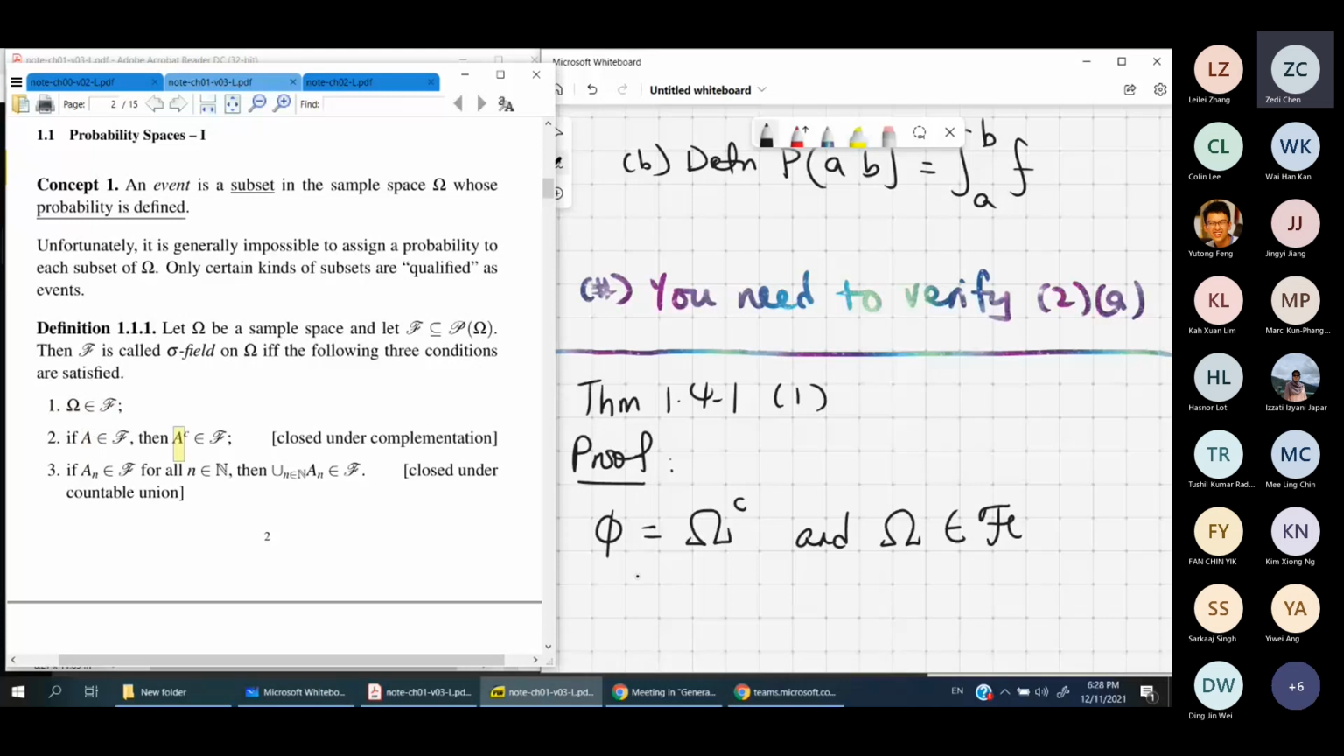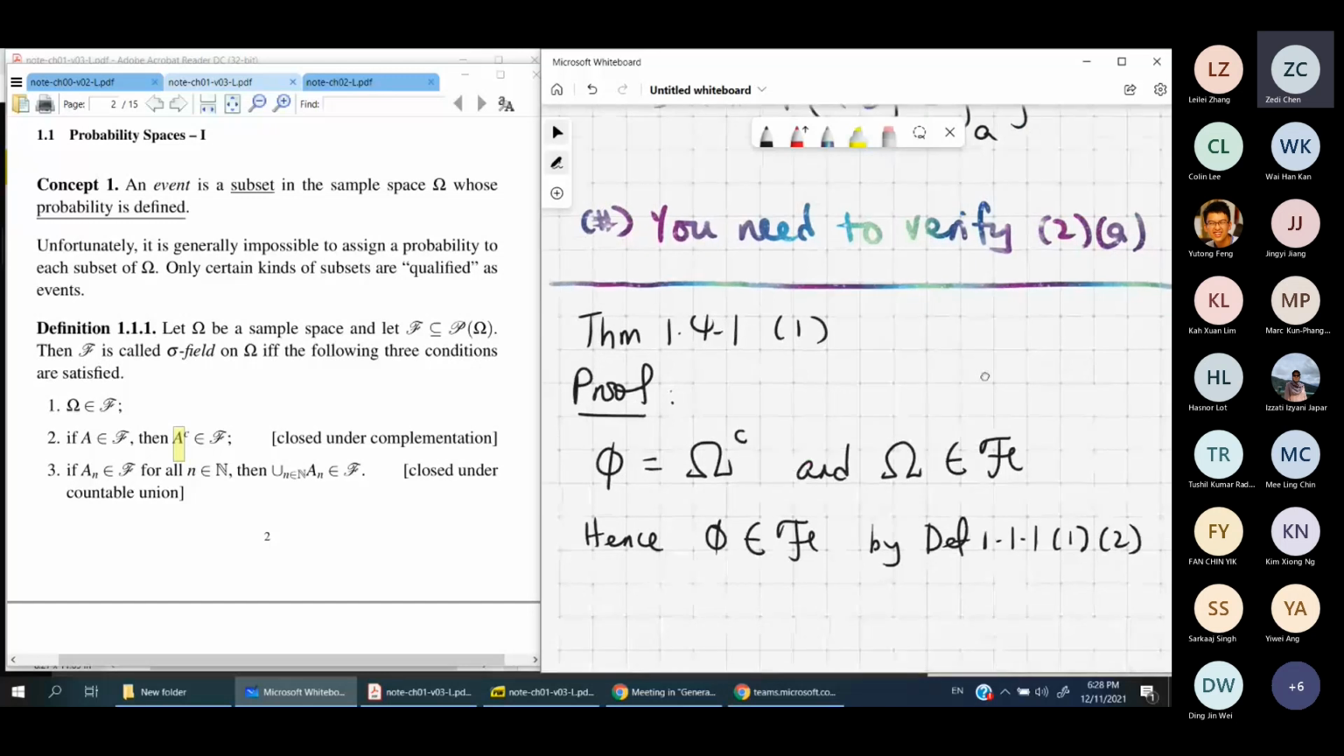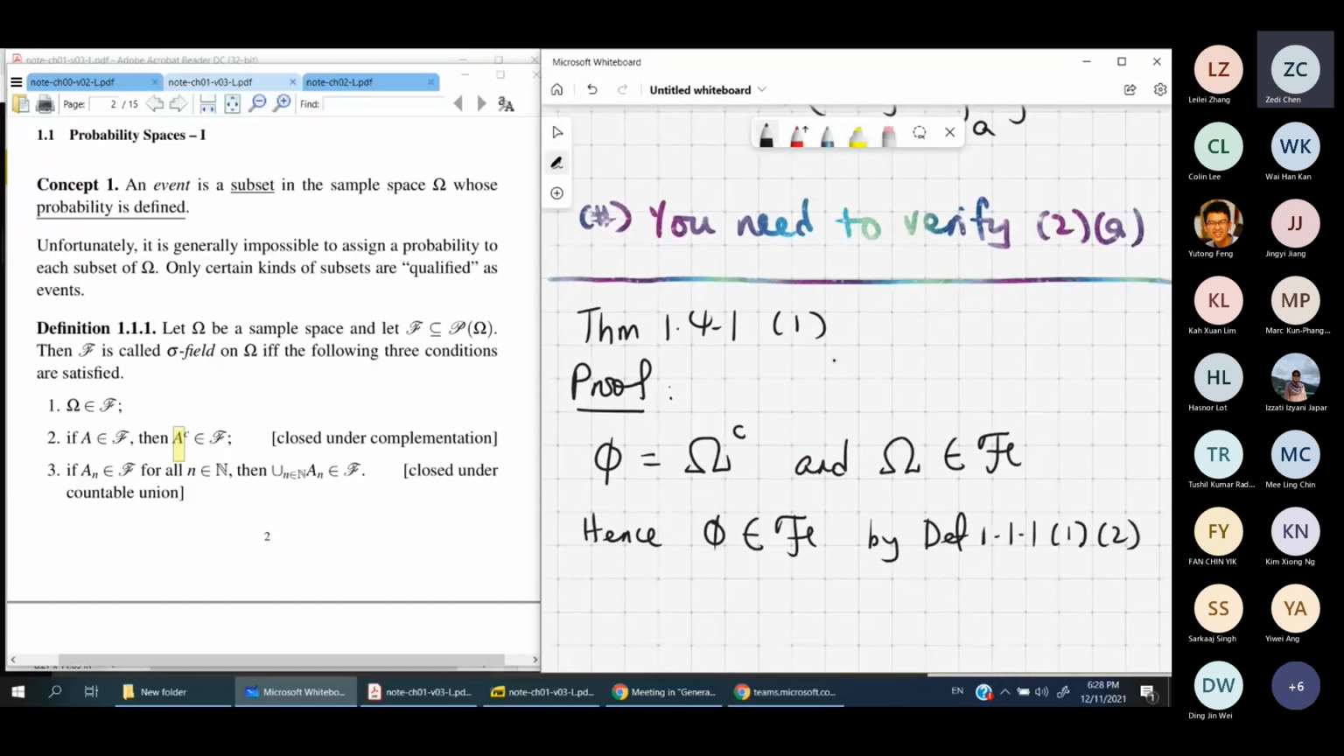So using these two, you can see the empty set must be an event in here. This is by definition 1.1.1, parts 1 and 2. So this is the proof of 1.